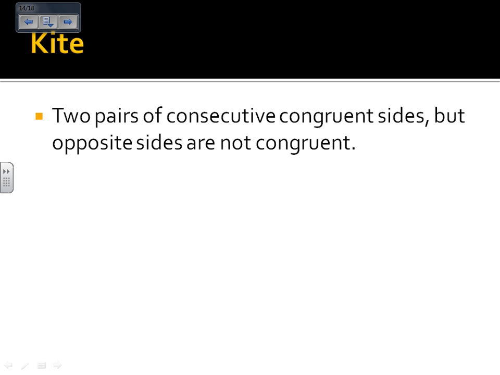The kite is defined as two pairs of consecutive congruent sides, but opposite sides are not congruent, which is kind of a mouthful. There's not really a very pretty definition, but when you see it, you know it. Kites, for the first time, geometry people made sense. They named it a kite because it looks like a kite.